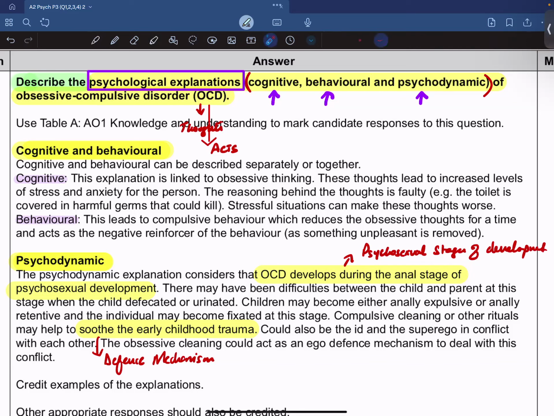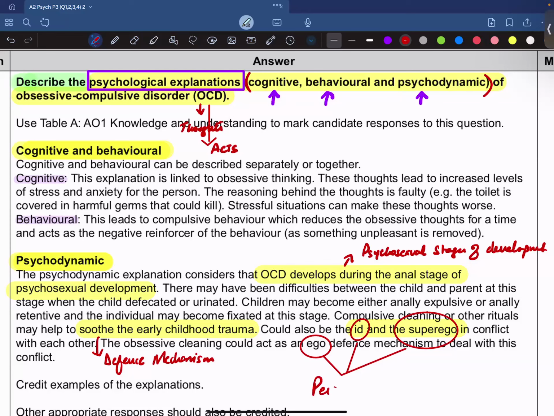Now, taking this ahead, this could also be the id and the superego in conflict with each other. The obsessive cleaning could act as an ego defense mechanism to deal with this conflict. Remember, these are the personality structures. They are your personality structures.